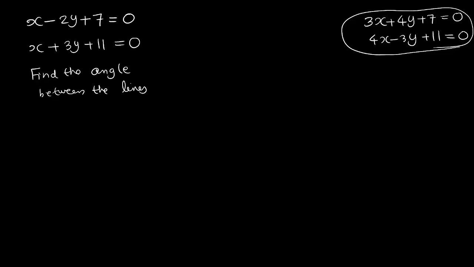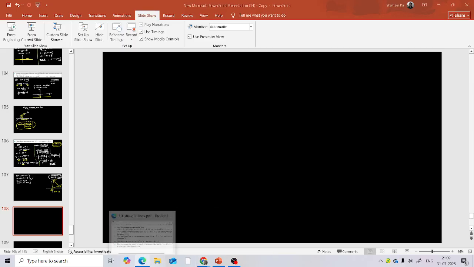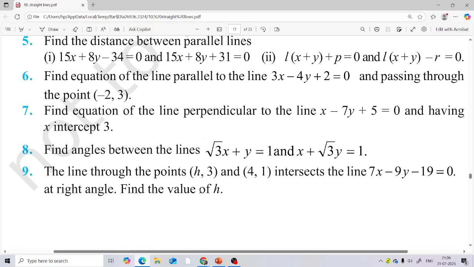Others, Ashlin, Devasree, you try this question. Very similar to the previous question. You have to find the slope. Formula: tan theta equal to m1 minus m2 by 1 plus m1 m2. Within 3 minutes, do it. One minute.